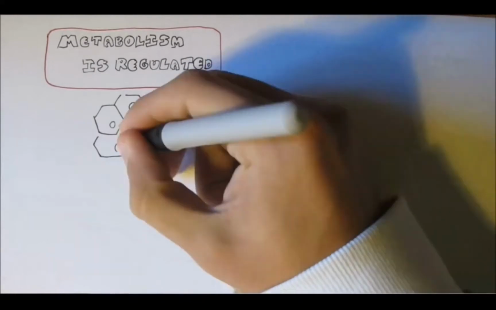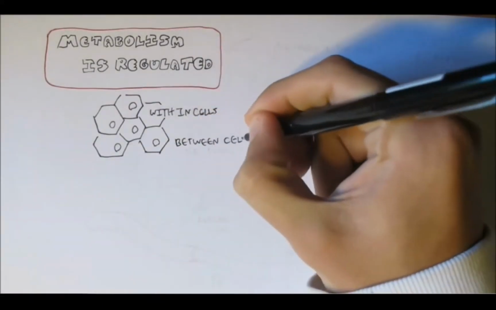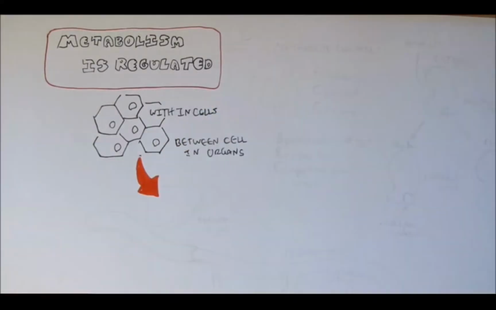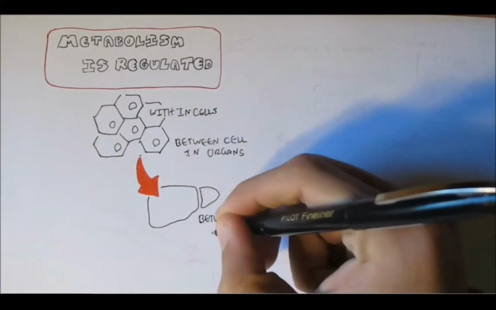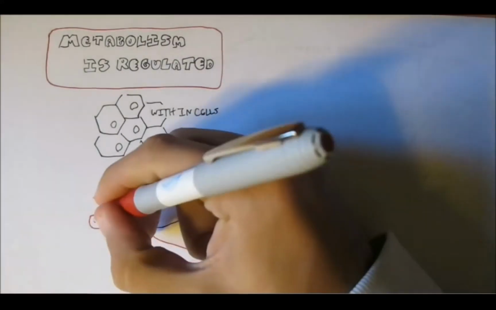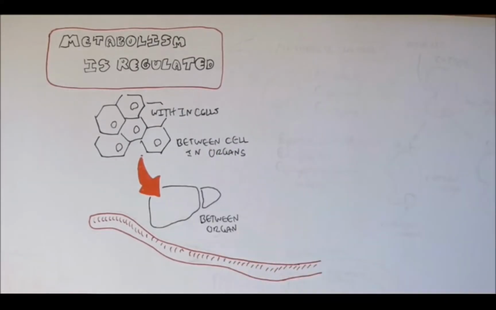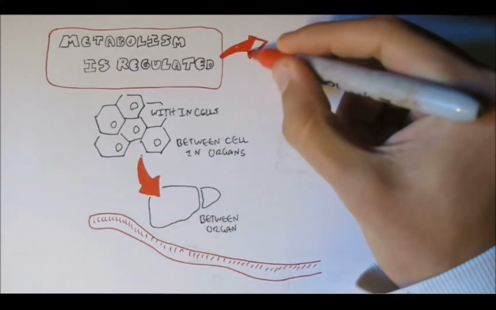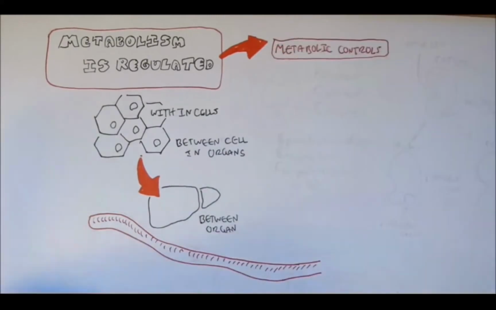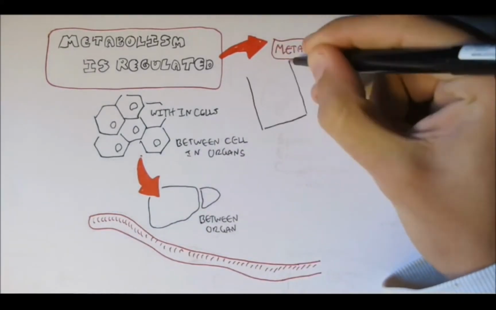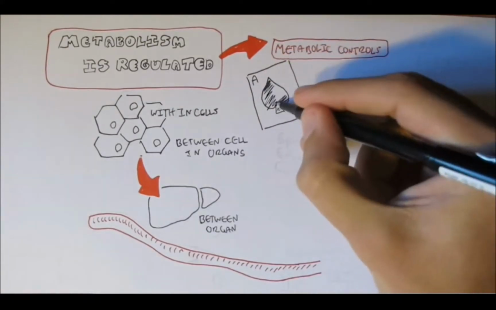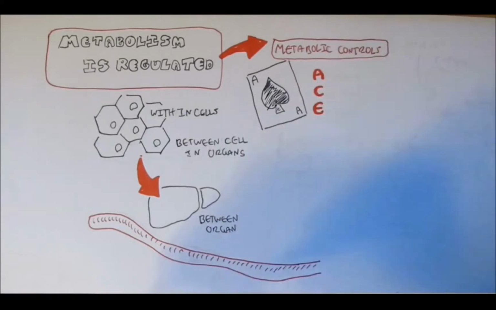Now, metabolism is integrated and regulated within cells, between cells in organs, and between organs. So what type of metabolic controls are there for this? This video will look at enzymes, specifically, how they play a key role in metabolic control. Now, ACE is the most important enzyme control for metabolism. ACE stands for allosteric, covalent, and enzyme itself.